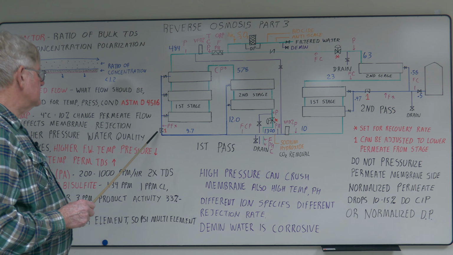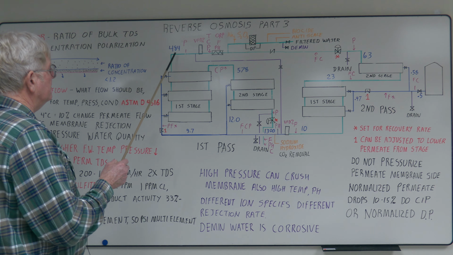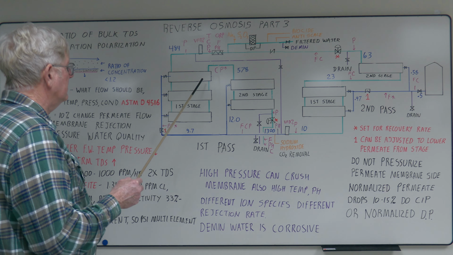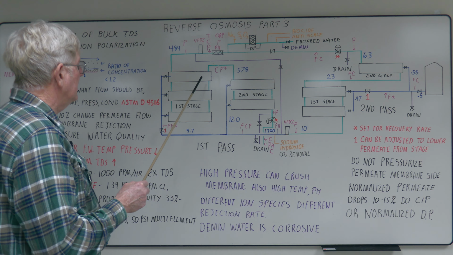These are just some of the conductivities on a unit like this. You may have 484 micromhos or microsiemens of conductivity coming in. You're going to concentrate that to about 578 micromhos after the first stage. After the second stage, you'll be 1300. Your permeate out of the first stage will be 9.7 micromhos. Second stage will be a 12 because you have higher conductivity coming in.